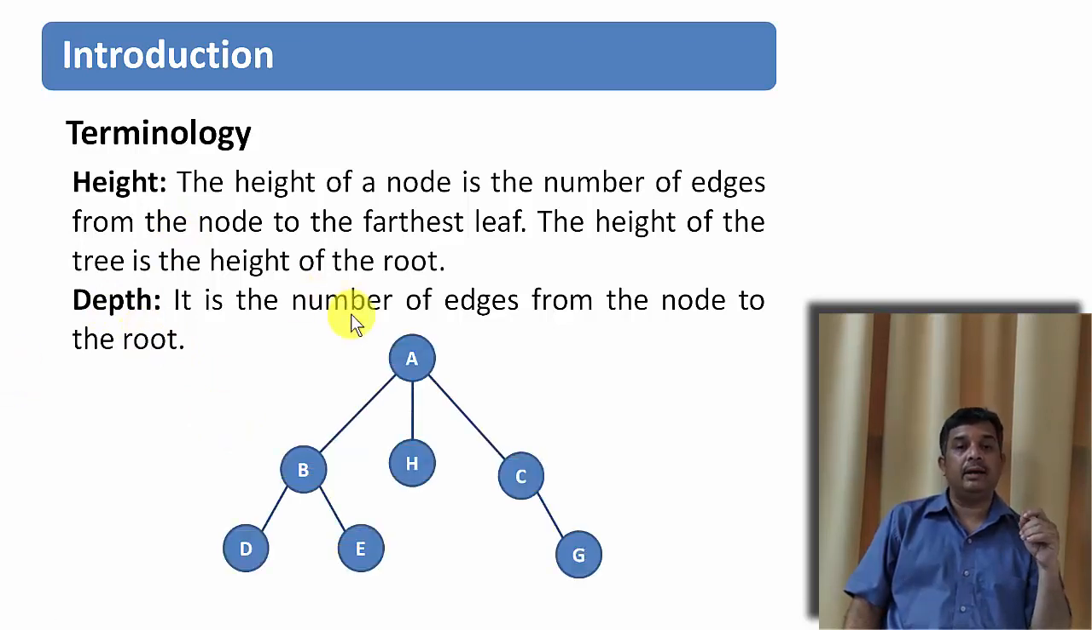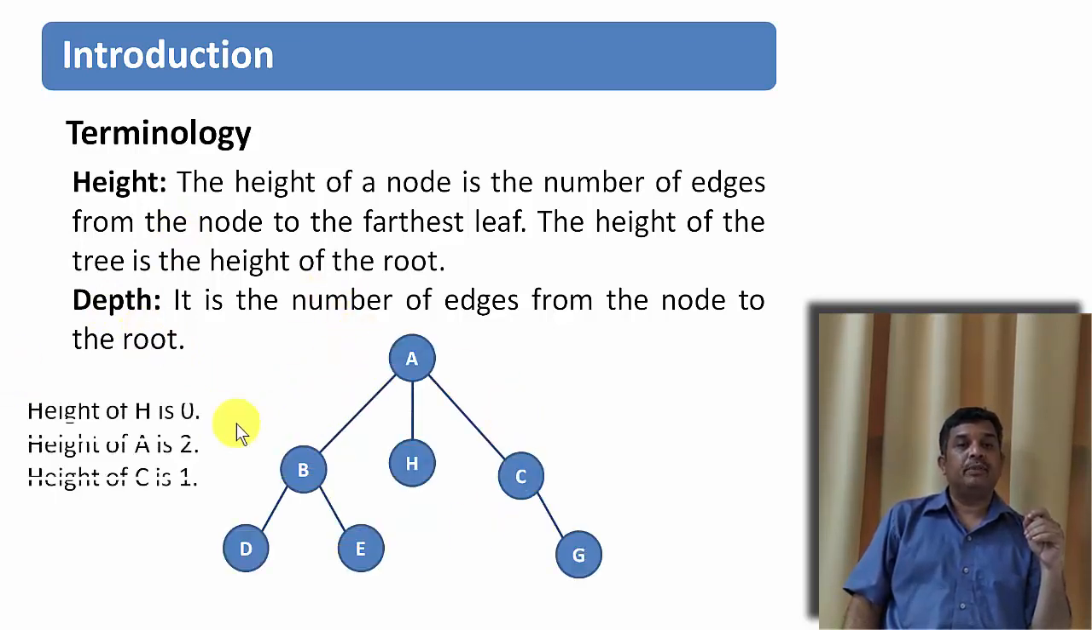For example, you see here, in this particular diagram, the height of H is 0 because H is a leaf node. I cannot go to a farther leaf anymore. The height of A is 2. From A, the farthest leaf is at a distance of 2 edges. So the height of A is 2. The height of C is 1. You can see here, C is the node. The farthest leaf node from C is G. And it is at a distance of 1 edge. So I can say the height of C is 1.